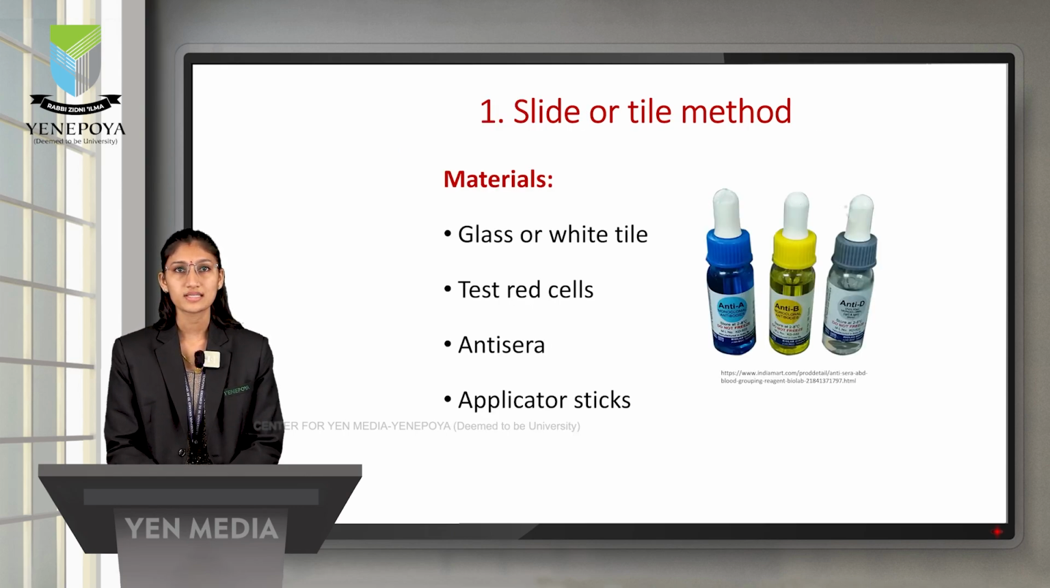The first one is the slide or tile method. We will see what the requirements for the test are. We need a glass slide or a white tile, red cells, which is the sample of a patient or a donor, the antisera, and applicator sticks to stir and to see the agglutination. Here we can see in the picture the antisera present. We have anti-A, anti-B and anti-D antisera. For the ABO blood grouping system, we need anti-A and anti-B antisera, and anti-D is used for RH typing.